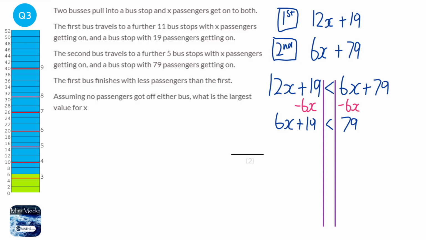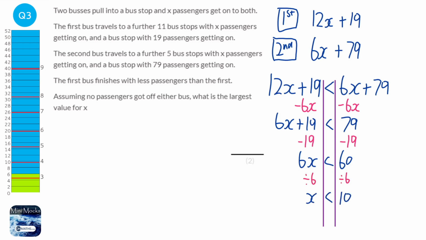And the next thing we're going to do is take away the 19 from both sides. And so that's meant to be 60. Got ahead of myself. And the last thing we do is divide by 6 on both sides. And so we've got x is less than 10.